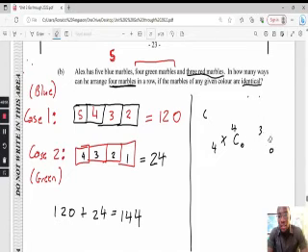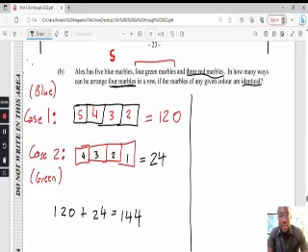As you can see, it's not going to be helpful, because in combination the order does not matter, but with permutation the order does matter. So therefore, this won't give you the answer. That's it.